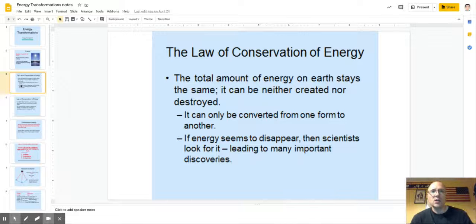There is a law of conservation of energy. The total amount of energy on Earth stays the same. It can neither be created nor destroyed. It can only be converted from one form to another. This is within the energy transformations that we're looking at when we're converting from, say, using a battery to cause an electronic device to turn, or when we're burning wood in order to produce fire from heat energy. That is what we're talking about with the law of conservation of energy.